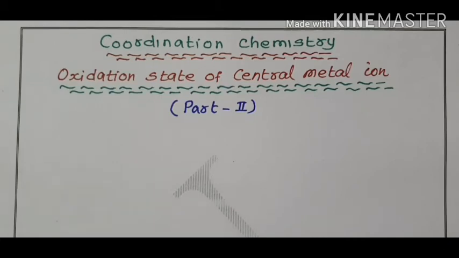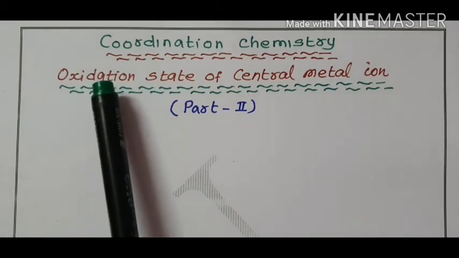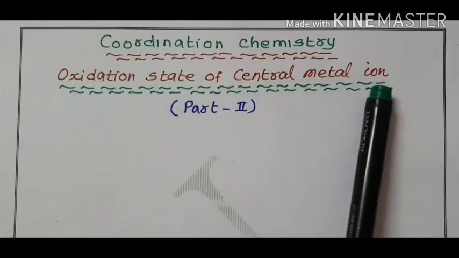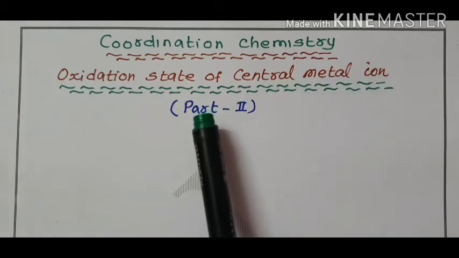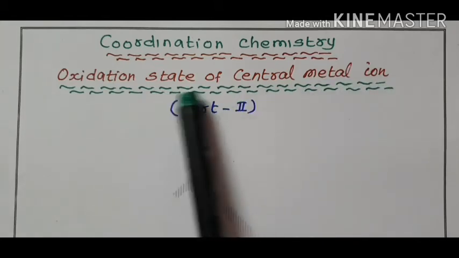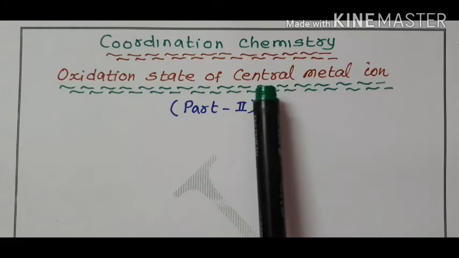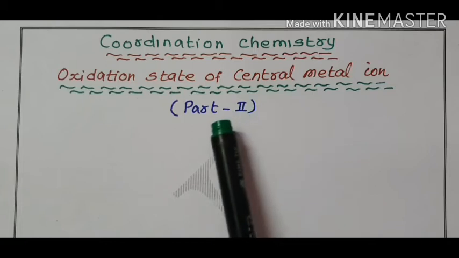Coordination chemistry, determination of oxidation state of central metal ion. Already in the previous video, we have discussed the same for about 10 coordination compounds, and this is a continuous video.